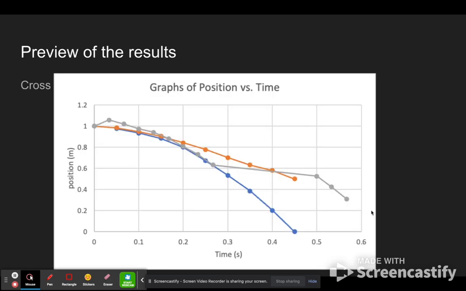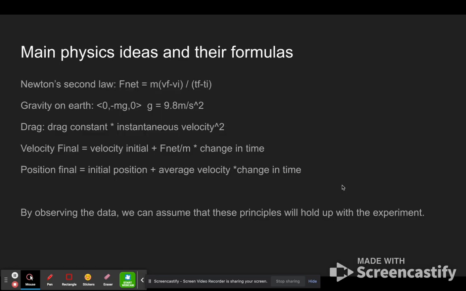All right, so here's a preview of the results of the computational models used in GlowScript and the Tracker video experimental results that I had in the gray line. So the main physics ideas and formulas are Newton's second law, which I went over in the previous slides, and the gravity on Earth is negative mg only in the y direction, and that's a force. And then the gravity constant is 9.8 meters per second squared. Drag is the drag constant times instantaneous velocity squared. And then we have the velocity and position update formulas that we use in the code. By observing the data, we can assume that these principles will hold up in the experiment.